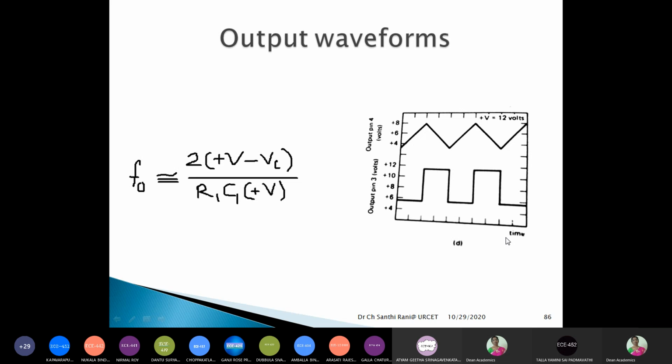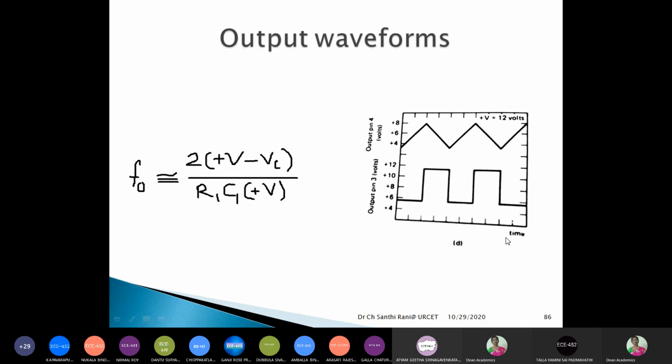What is the 8th pin? What do we connect at pin number 8 of 566? What is pin number 8 of 566? Yes, voltage supply. Very good.